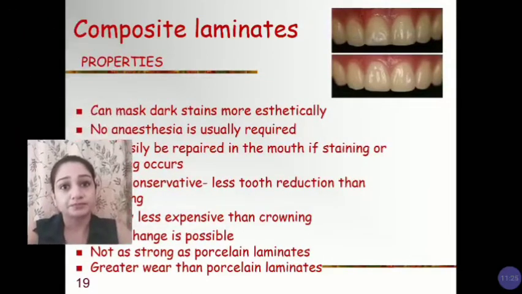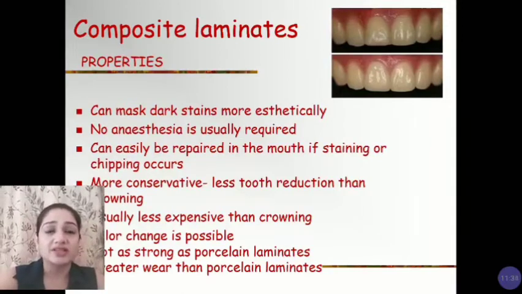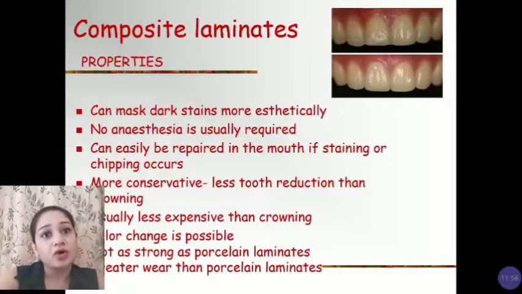Coming to composite laminates. Composite laminates are one of the most commonly used laminates because of their ease of fabrication, and they do not require lab communication. There are two types of composite laminates: direct laminates, which are done directly chair side in the patient's mouth, and second is indirect composite laminates, which are actually done inside the lab. So let's see composite laminates.